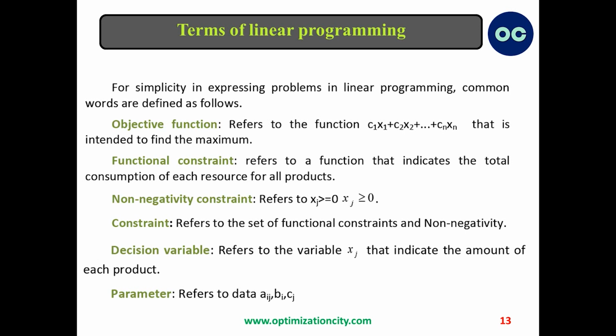A functional constraint is a function that shows the total resource consumption for all products. The non-negative constraint is xj greater than or equal to 0. A constraint is a set of functional constraints and non-negative constraints. A decision variable indicates the amount of each product, and finally, parameters refer to the data we need to solve the problem that is fixed and constant.